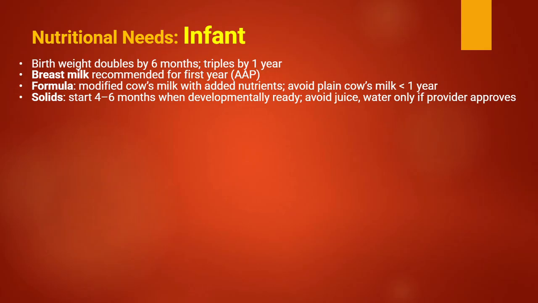Solid foods are typically introduced between 4 and 6 months when infants show developmental readiness. Signs include good head and neck control, the ability to sit with support, and showing interest in foods. Start with iron-fortified cereals, then gradually introduce pureed vegetables, fruits, and protein-rich foods. Pediatricians recommend avoiding juice in the first year due to its high sugar content. Instead, small amounts of water may be offered after 6 months with healthcare provider approval.